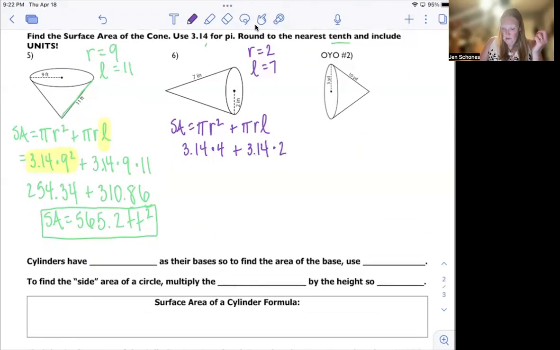times 2 times 7. I don't know if you noticed, but I'm starting to use dots for multiplication. Hopefully that's not too confusing because 3.14 also has a decimal in it. If you find that weird, you can always do this, you could always do that. Okay, cool. So 3.14 times 4 is 12.56 plus 14 times 3.14 is 43.96.